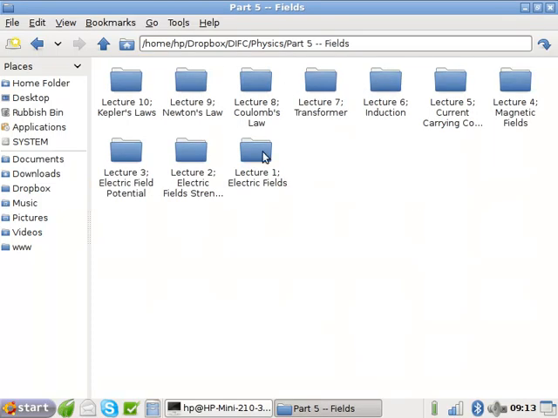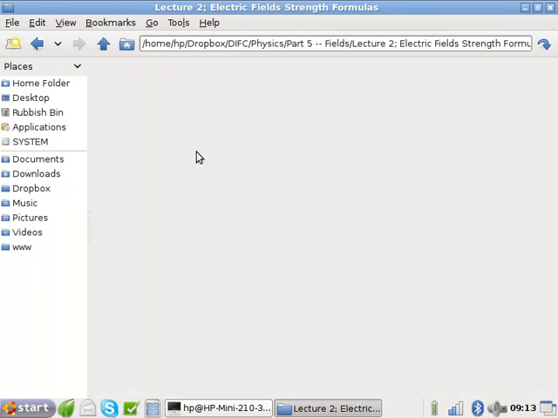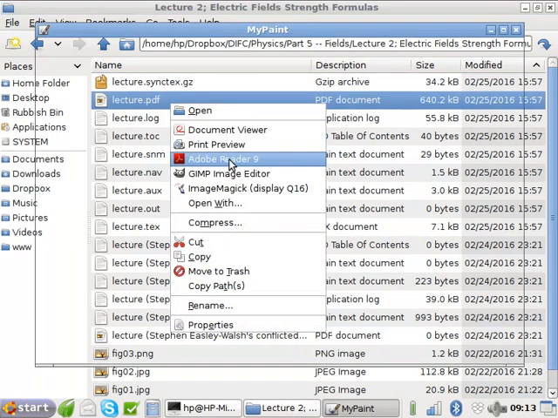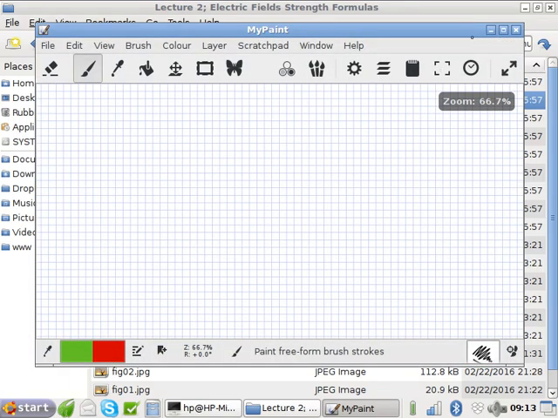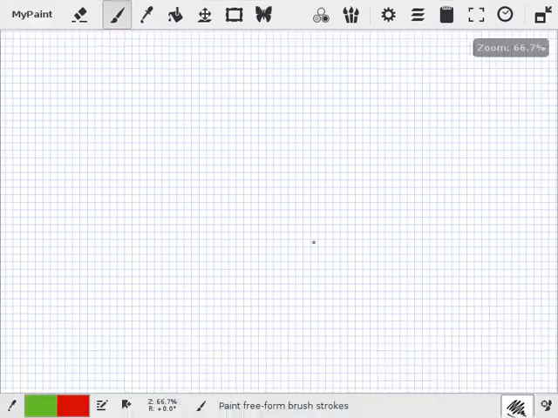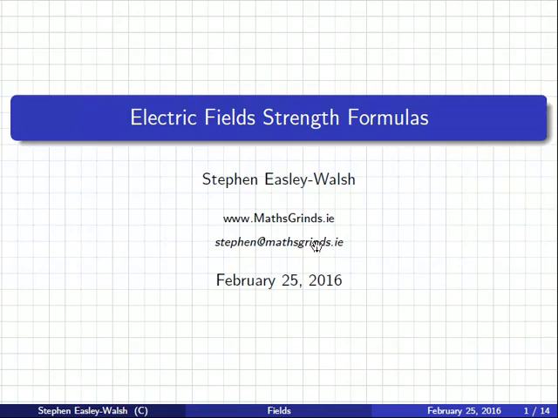Fields. Lesson two. Wait, we did lesson one. We're on lesson two, aren't we? We just did one lesson on fields, didn't we? Yeah, okay. Right. Formulas.